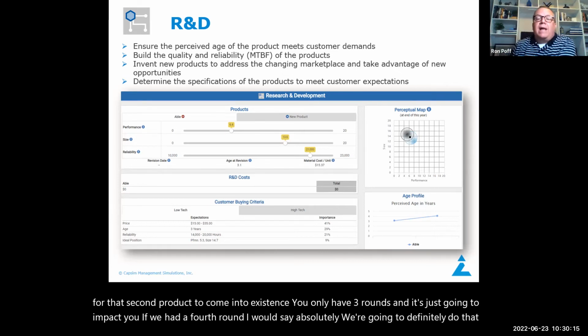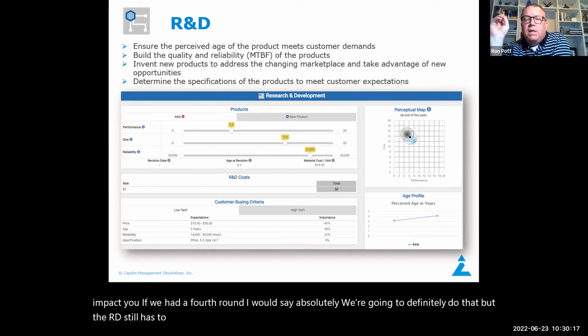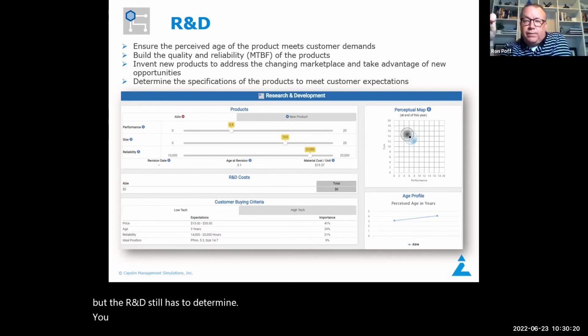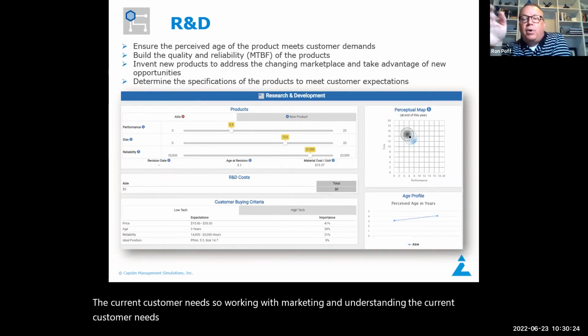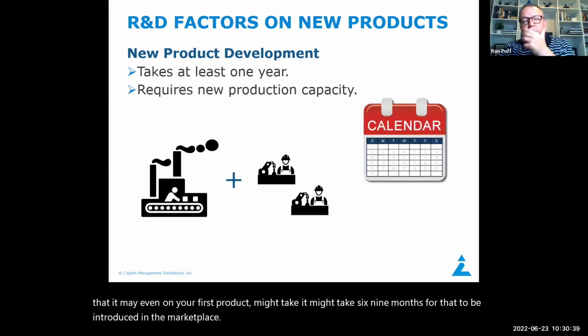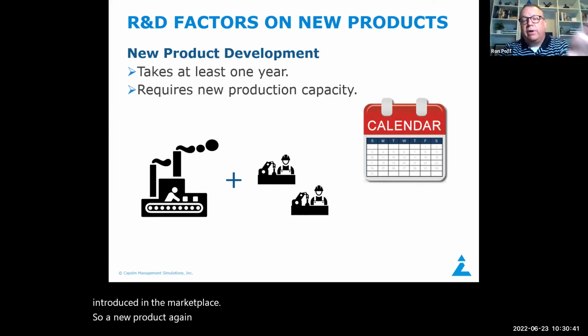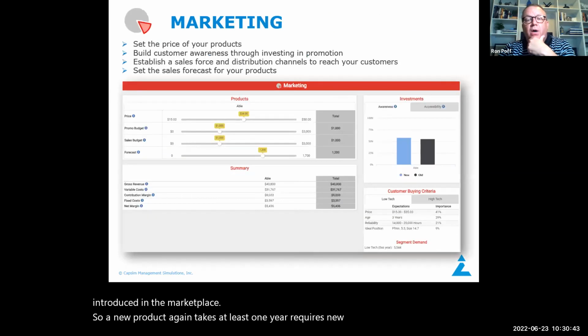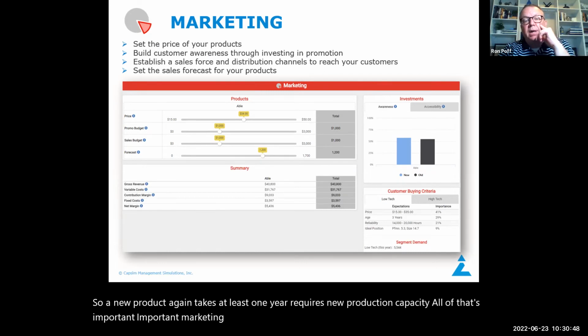But the R&D still has to determine the current customer needs. So working with marketing and understanding the current customer needs and building that product so that it's there. Okay, it's important. And keep in mind that even on your first product, it might take 6-9 months for that to be introduced in the marketplace. So a new product again takes at least 1 year, requires new production capacity. All of that's important. Marketing, remember, sets the price for your products.